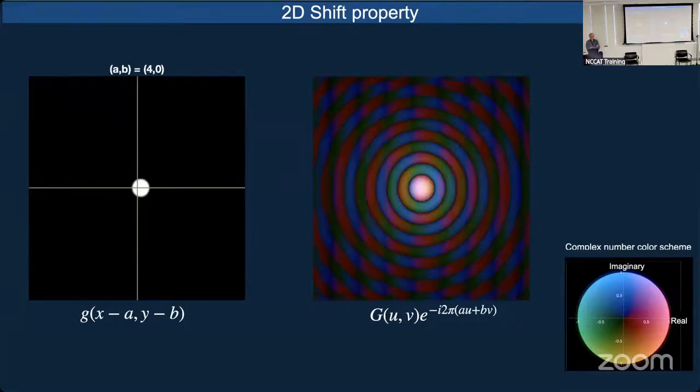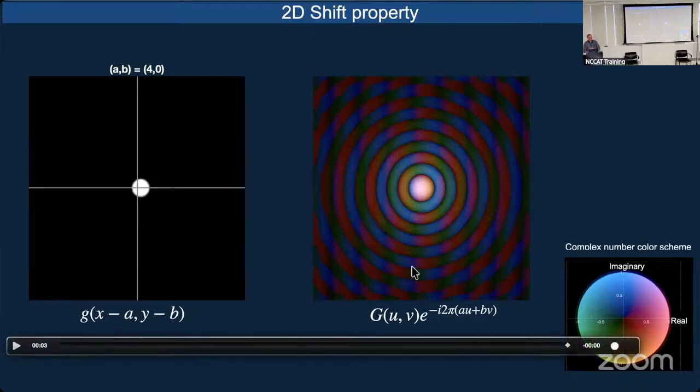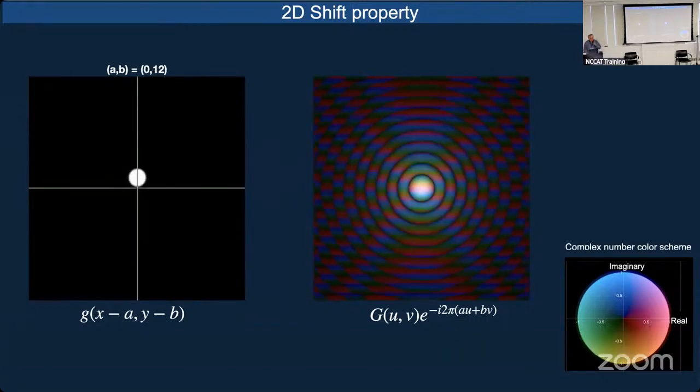moving it off center, you can see that I get all these other colors, and that's because with the shift of A and B, what happens is that I'm multiplying the original Fourier transform by an extra term, which is a complex exponential. And as I move in different directions, I get these ripples in different directions, and the farther out I go, the finer the ripples are.